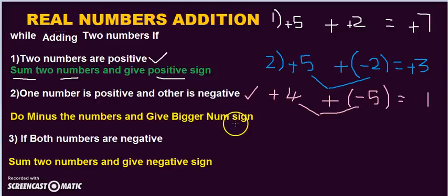And give the bigger number's sign. What is the bigger number, 4 or 5? 5. What is the sign that 5 is having? Minus. So the answer is minus 1.